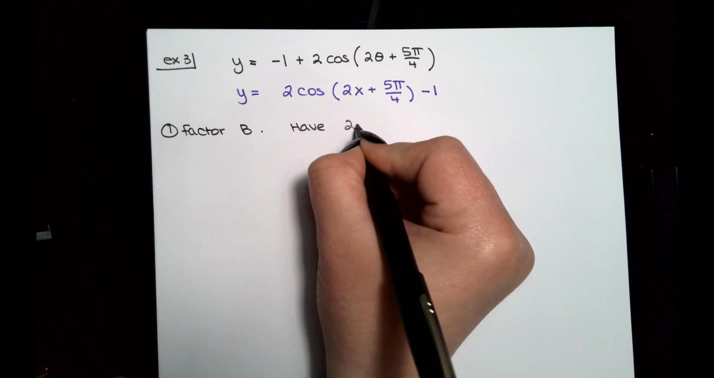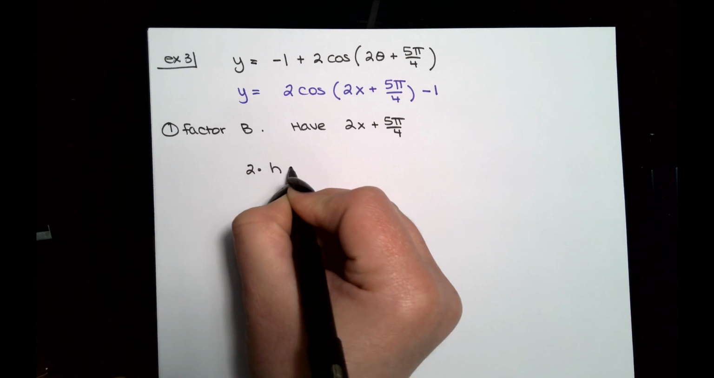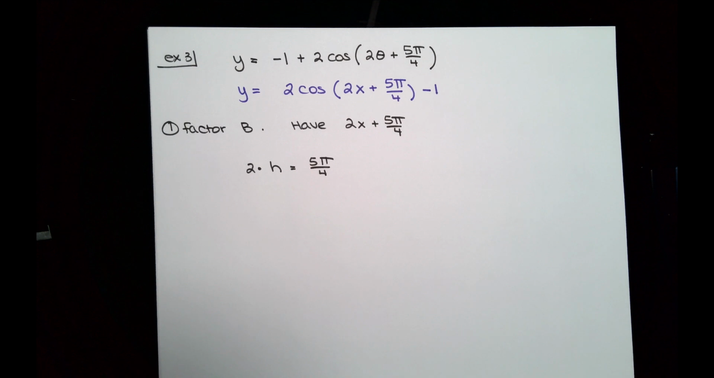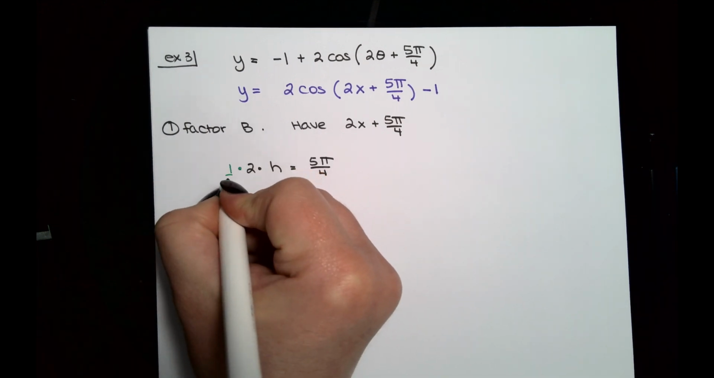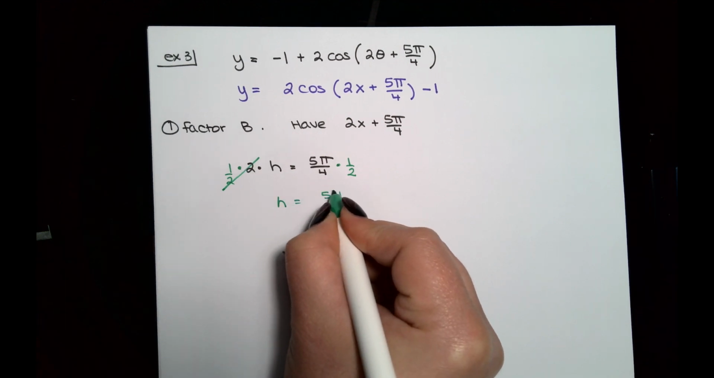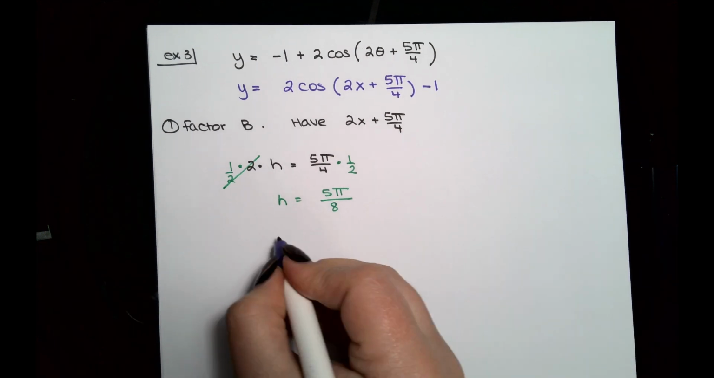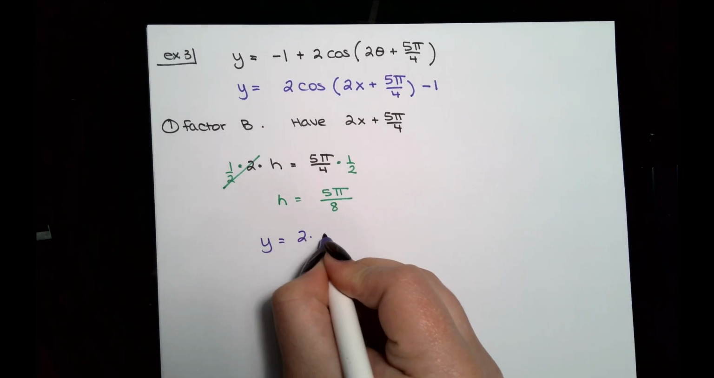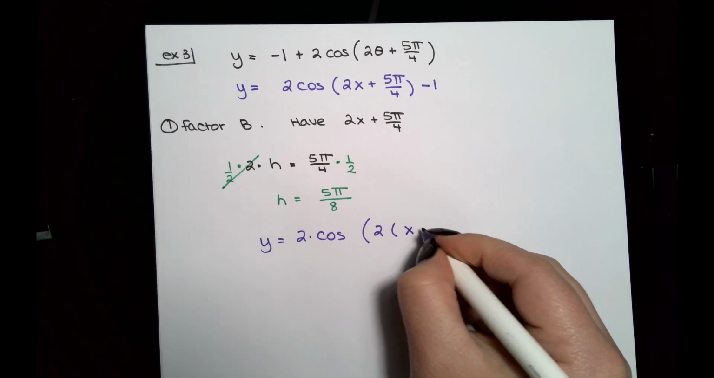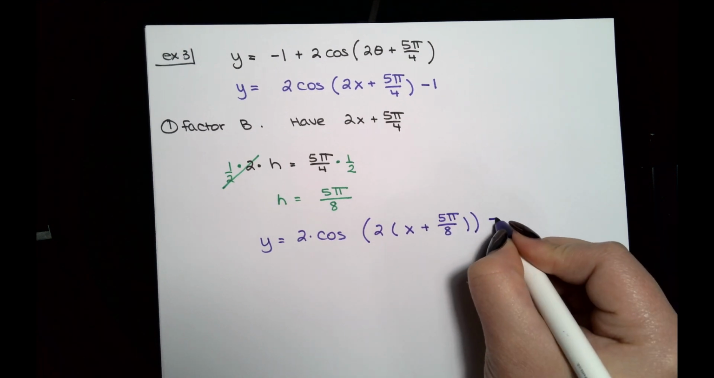Again, we have a 2x plus 5 pi fourths. So that means 2 times what is equal to 5 pi fourths. Take your b value, which is 2, multiply by the reciprocal, which is 1/2. So that means we have 5 pi eighths. Again, don't do anything with that number. We're going to be rewriting our equation, pulling out that 2 and rewriting that value as 5 pi eighths. And our k value was -1.